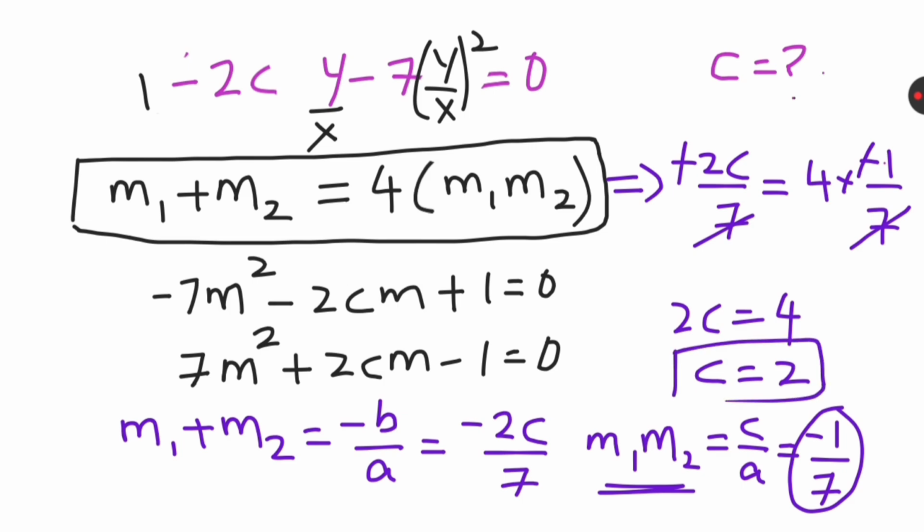So like this we can simply find it, no need to find any roots, any slopes, nothing. Just simply use the sum of the roots formula and the product of the roots formula. So we found the value of c. That's it. A simple question asked in JEE.